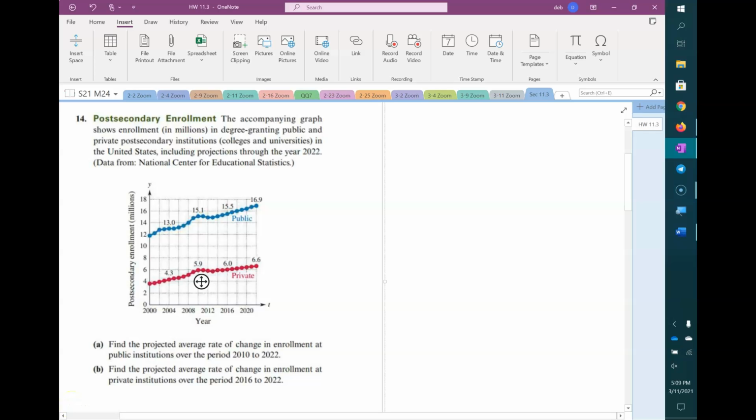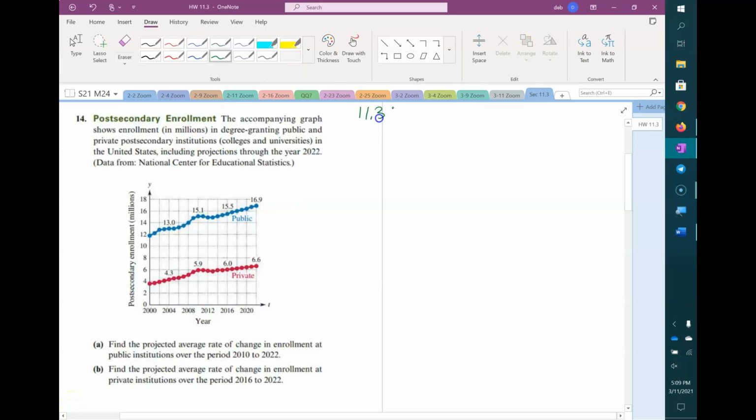So this is section 11.3, homework problem number 14. And A asks you to find the projected average rate of change in enrollment at public institutions, so that's going to be the blue dots, over the period from 2010 to 2022.